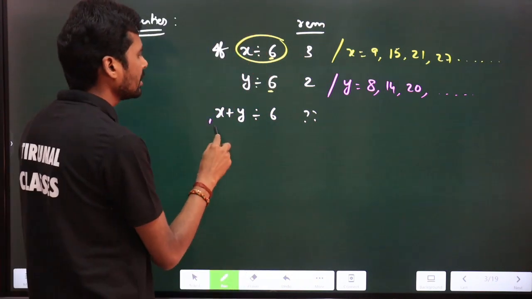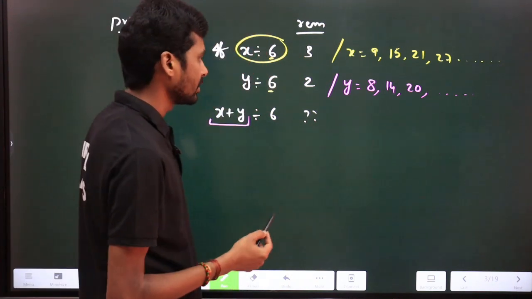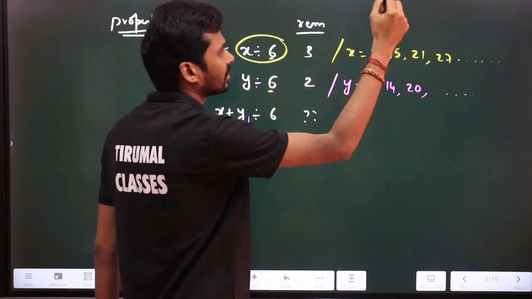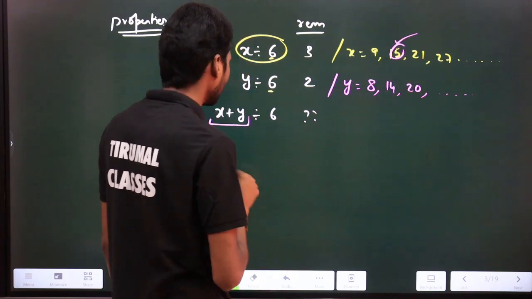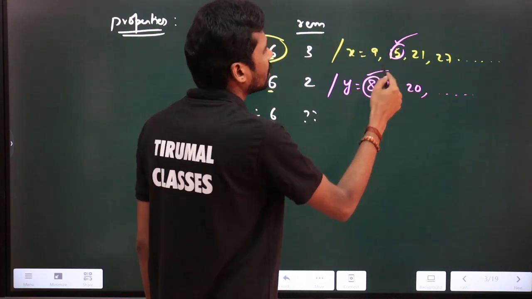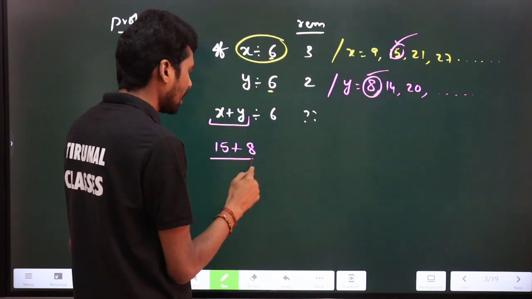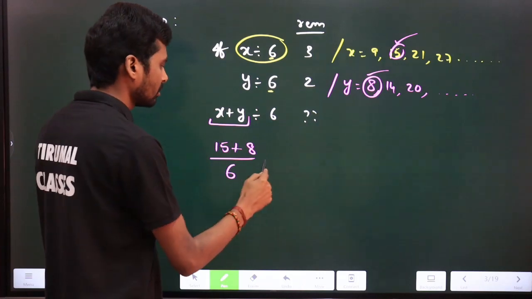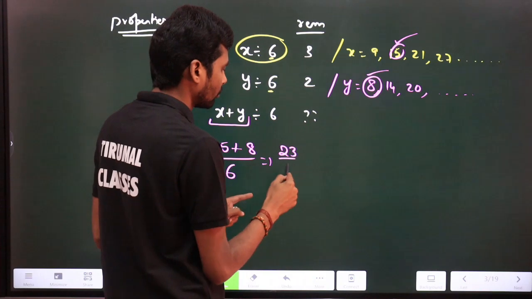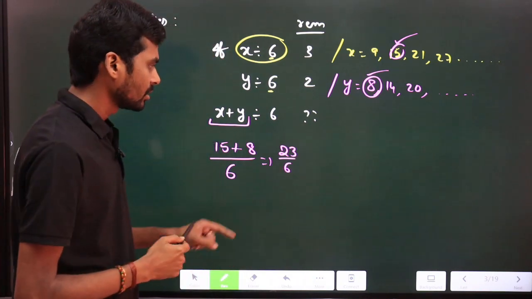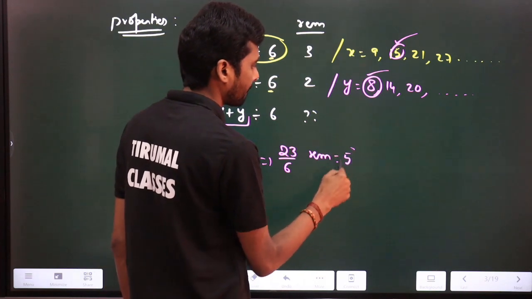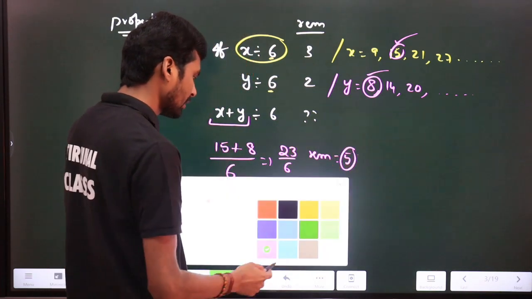Now, what is the remainder if x plus y is divided with 6? What you have to do is randomly pick one number from this x list. Let's say I am picking 15. And again you take a random number from y. Suppose I take 8. 15 plus 8 is 23. 23 divided with 6, 3s are 18. The remainder is 5.